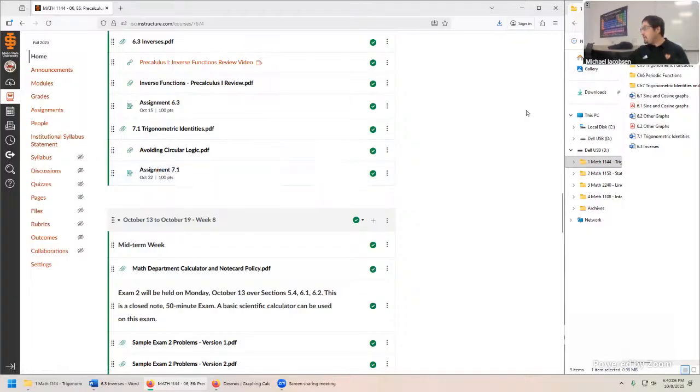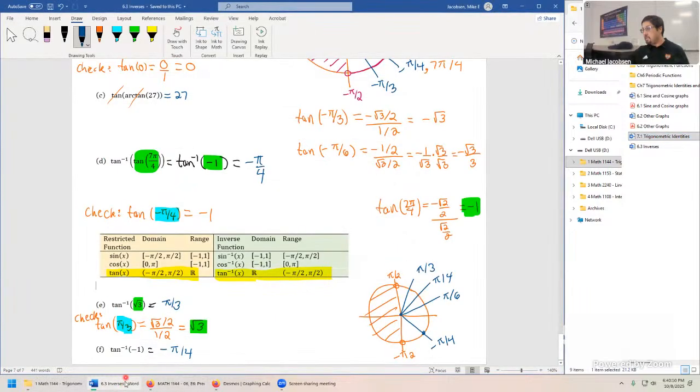So we're turning next to section 7.1. Usually it's a good idea to save these and close them. Give us a bit of a mental break.